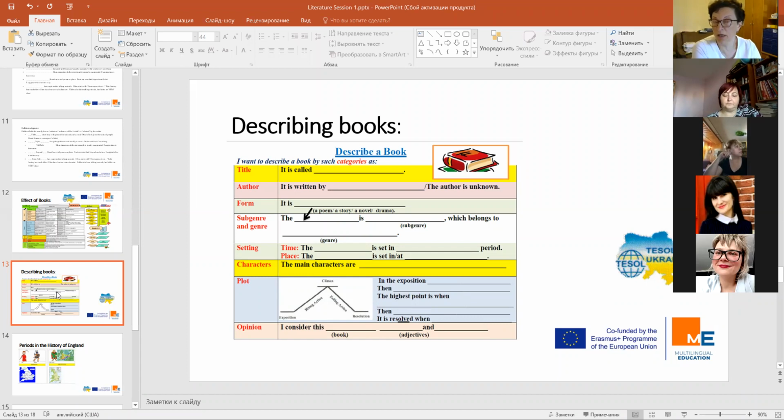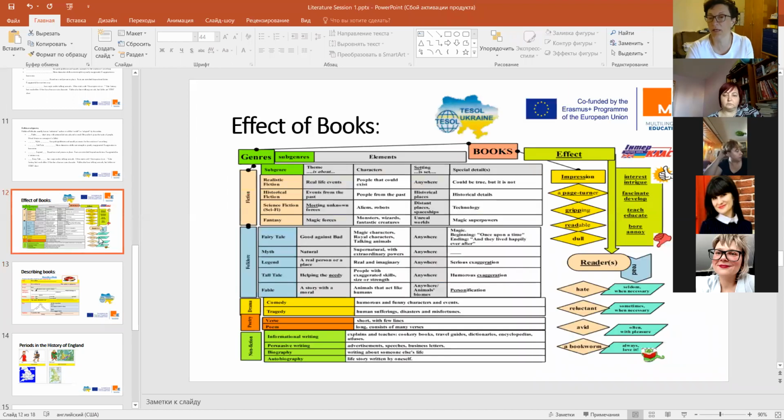You can talk about its title, author, form: poem, story, novel, drama. Yeah, it's already a form. So then you will go to genre and subgenre, then setting, place, characters, plot, and you can also give your opinion what kind of a book it is. It's a page turner, it's gripping, it's readable, it's dull. You see that there is the ranking here.